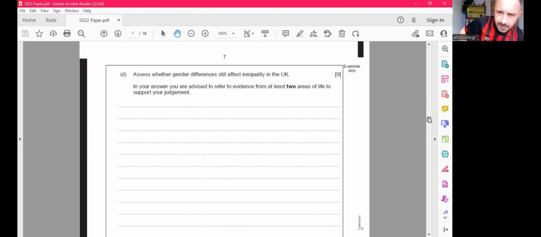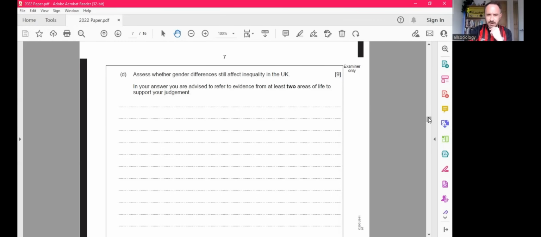Well, obviously, I would say the answer to this is yes, gender differences do still affect inequality in the UK today. So both my paragraphs are going to be basically saying yes, they do. The first paragraph I'm probably going to talk about would be in relation to education and work opportunities. And the second one would be in relation to families, for instance. So looking at Ann Oakley.